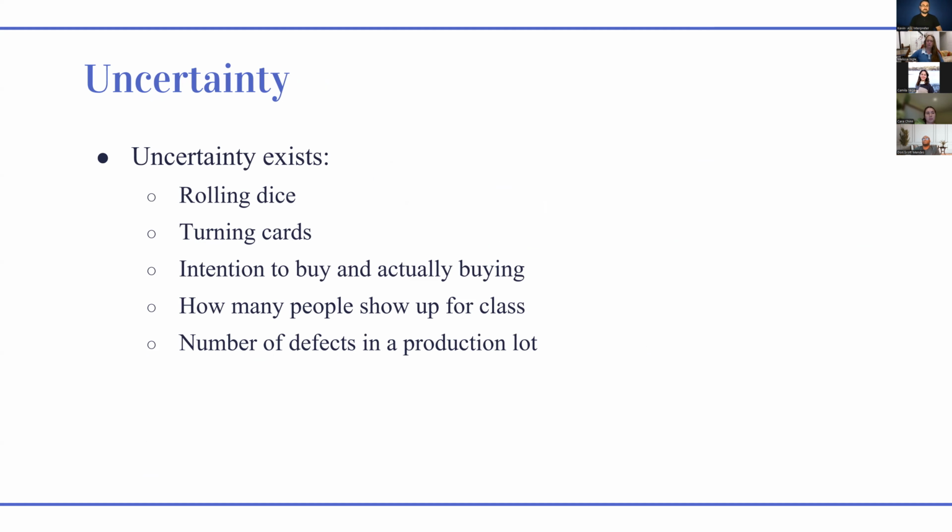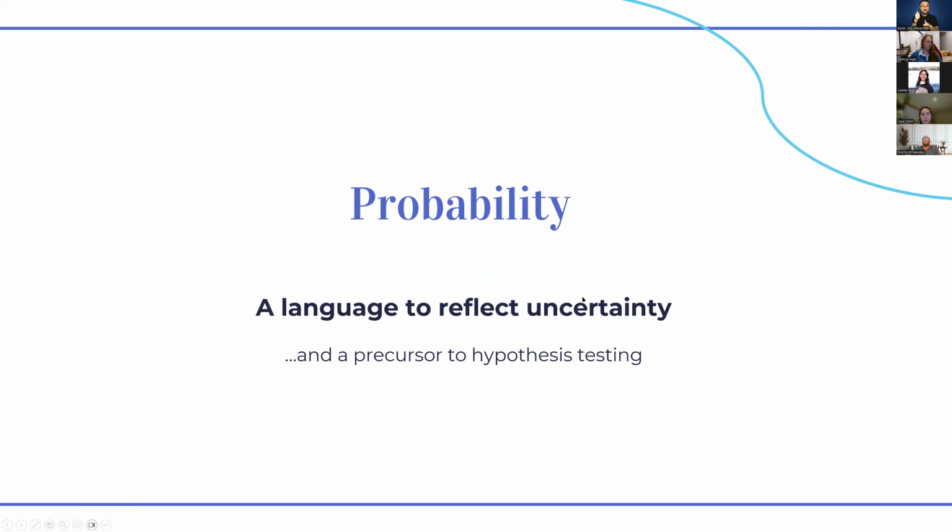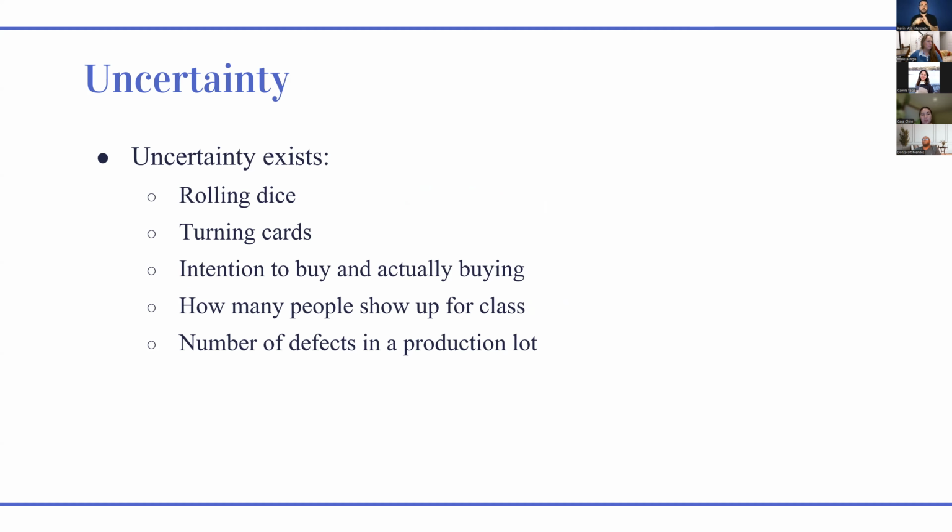Okay, so if you remember, I said that probability was a language to reflect uncertainty. So here's some uncertainty that exists in our daily lives. Rolling a die, right? Getting 1 through 6, unless you're playing with those fancy dice, 1 through 12s, 1 through 20s, whatever. You're turning cards, pulling cards out of a deck. What's the percentage that you're going to draw a 3 out of a deck of 52 cards?